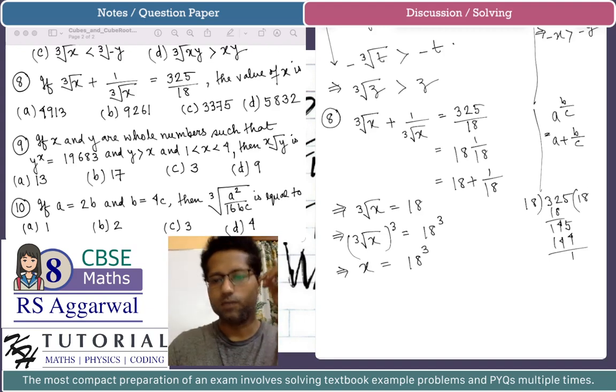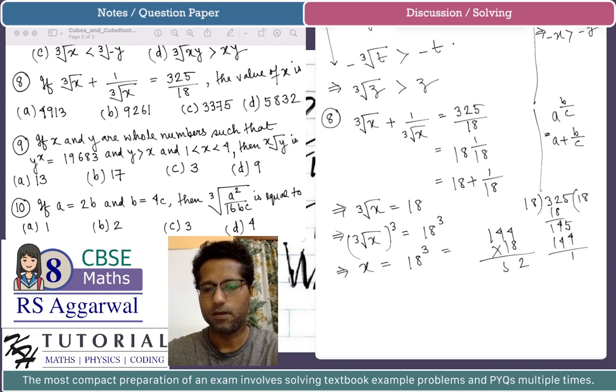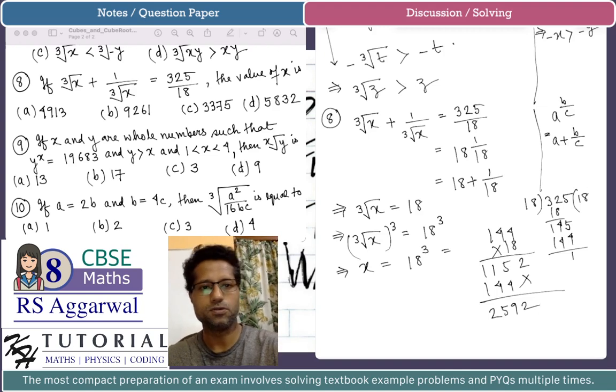Now you have to find what is 18 cube. 18 into 18 was 324, so we have to again multiply with 18. 324 multiplied by 18 is 5832. And it is not matching.